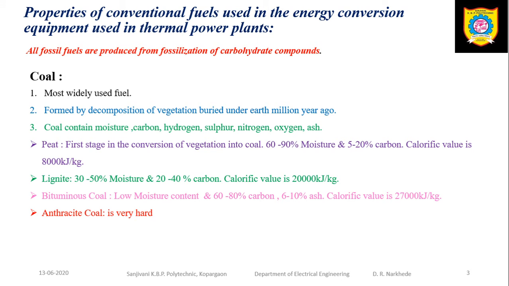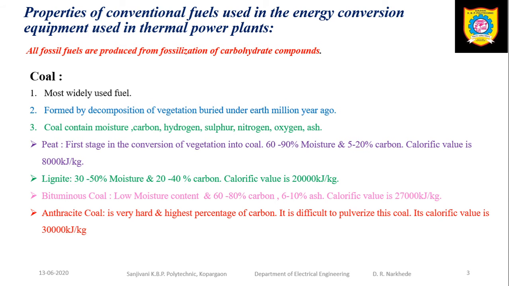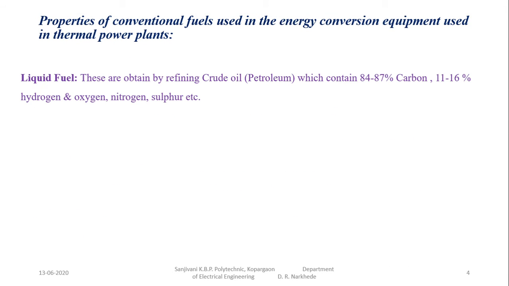And the last stage of conversion is anthracite coal. It is very hard and has the highest percentage of carbon. It is difficult to pulverize this coal. Its calorific value is about 30,000 kilojoule per kg.